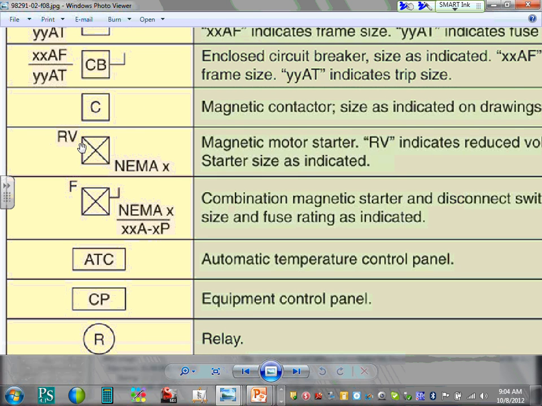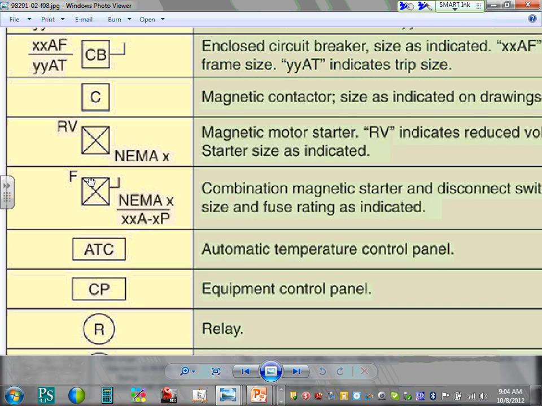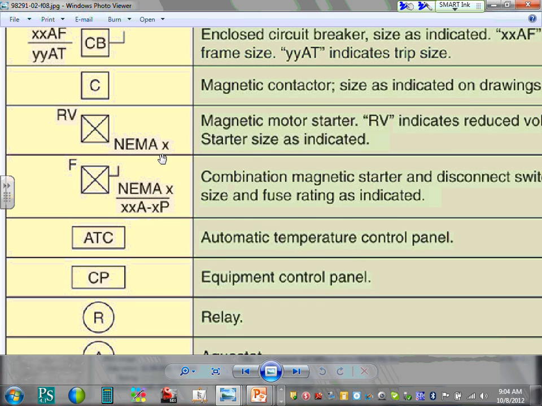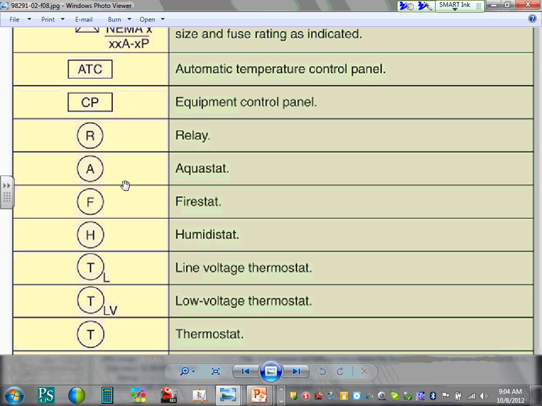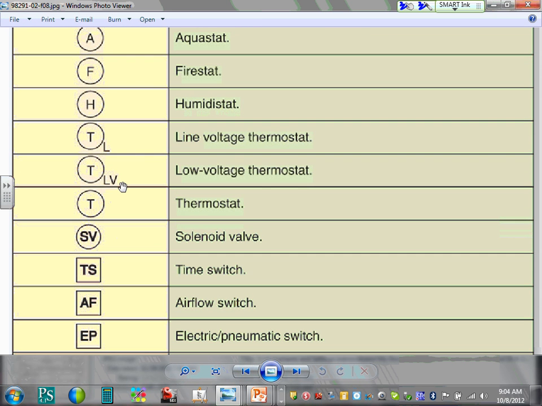Tomorrow, my friend Todd will go through a few of trip size versus frame size, NEMA, and magnetic starters. So I'm not going to go through all of them, but I want you guys to assure me that you look at these as you walk through the blueprints. Can I have a thumbs up that you will walk through them?